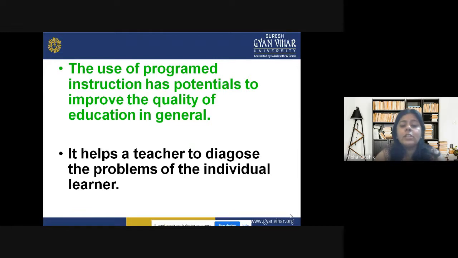It helps a teacher to diagnose the problems of individual learners. That means through the programmed instruction methodology or technique of teaching, the teacher can diagnose the various problems which the learners are facing in learning a particular concept, subject matter, or content.